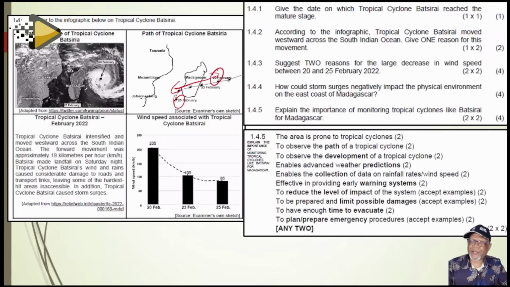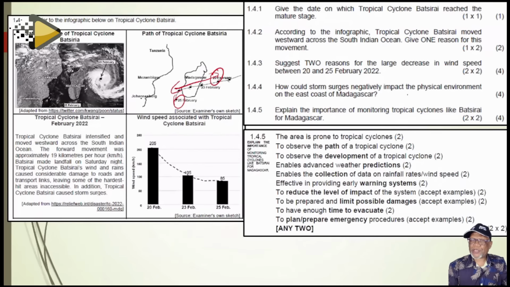So there was high friction over the land. The system was moving over the land and there were a lot of trees over the land. There were a lot of buildings over the land. So you can look at a number of reasons that would make the tropical cyclone slow down over the land.